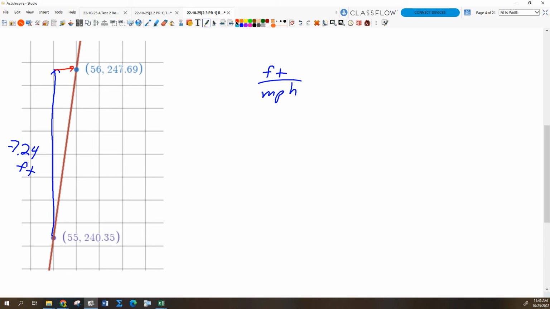The run is 56 miles per hour minus 55 miles per hour, which is 1 mile per hour. So I ask you, what is that slope of that tangent line predicting? If I increase my speed by 1 mile per hour, what am I doing? The stopping distance should increase by 7.24 feet. Okay, well, that 7.24, that ought to look familiar.